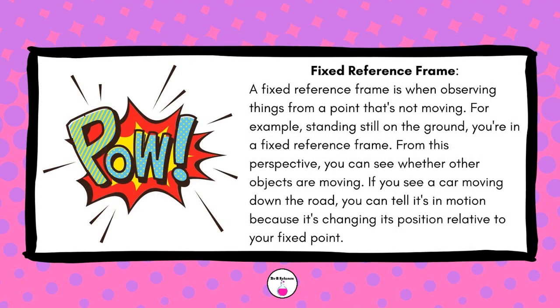A fixed reference frame is when observing things from a point that's not moving. For example, standing still on the ground, you're in a fixed reference frame. From this perspective, you can see whether other objects are moving. If you see a car moving down the road, you can tell it's in motion because it's changing its position relative to your fixed point.